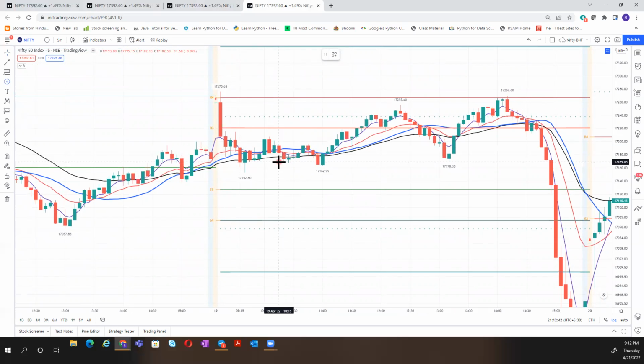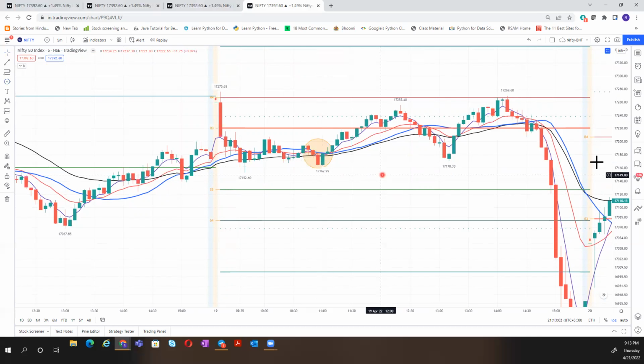Now remember, when the purple and red cross over, the purple is the 5 EMA. Five should be first, the purple should be first, and then followed by 15, that is the red one. Now, where do you see that? You will see this here.